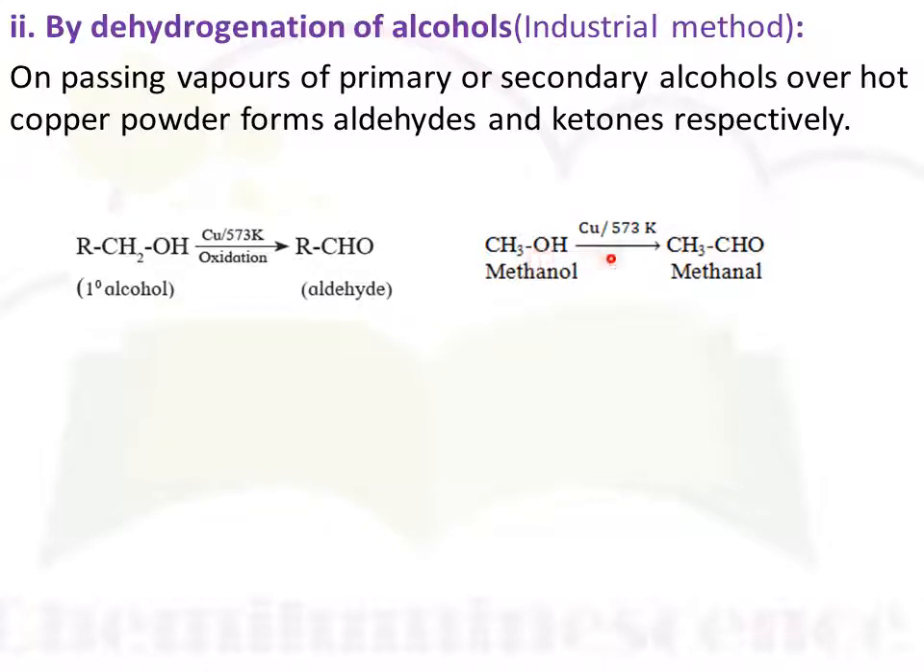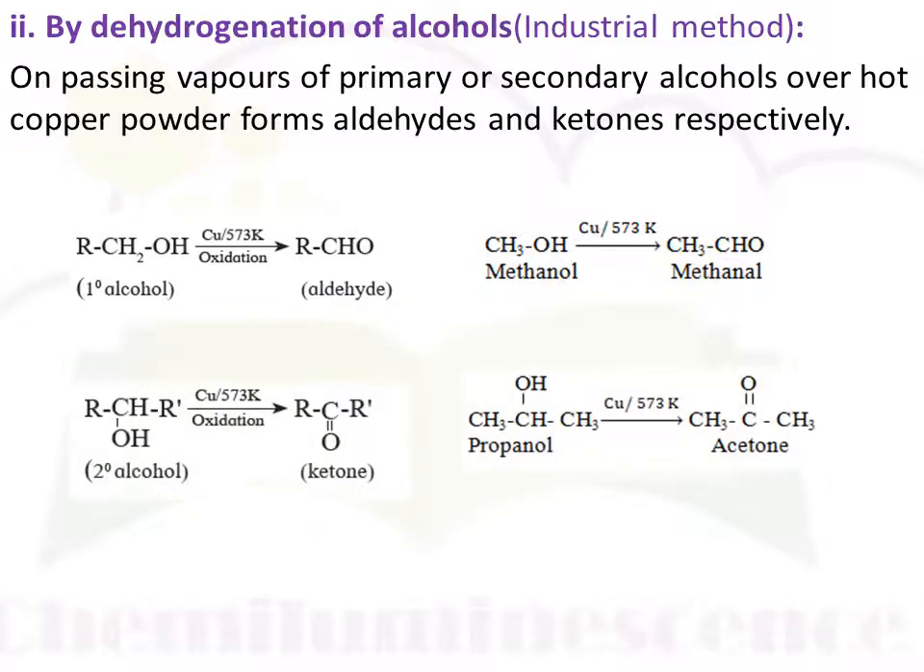Methanol on oxidation using copper at 573 Kelvin gives methanal as a product. Secondary alcohol on similar process gives ketone. Here in example you can see propanol on oxidation by copper at 573 Kelvin forms acetone as a product. Here also you can see 2 hydrogens are less, that means 2 hydrogens are removed. That's why this process is called dehydrogenation of alcohol.